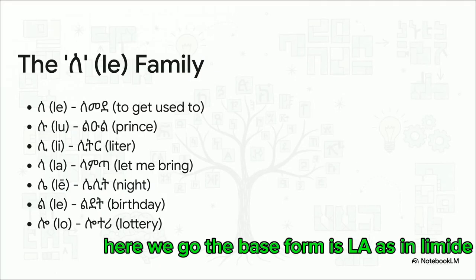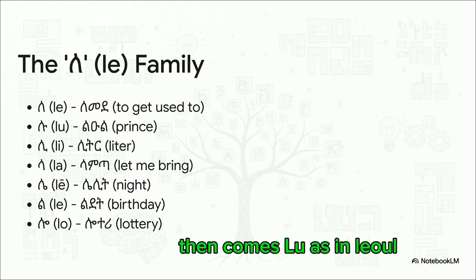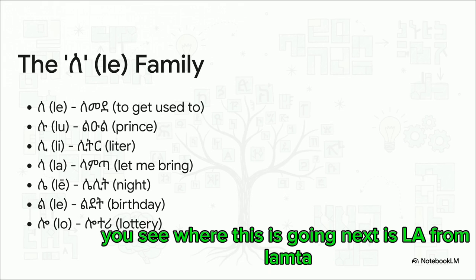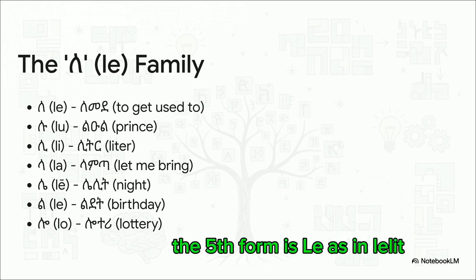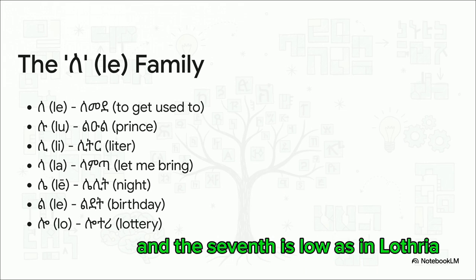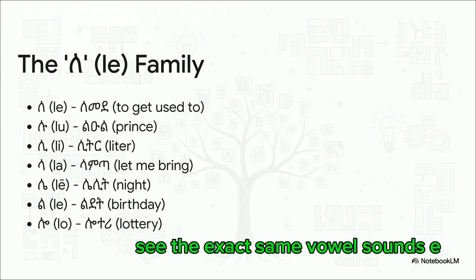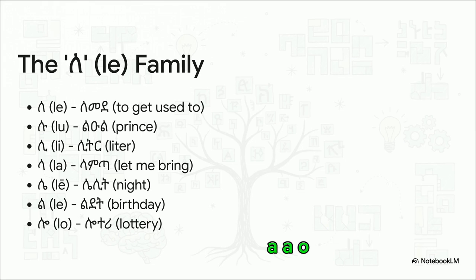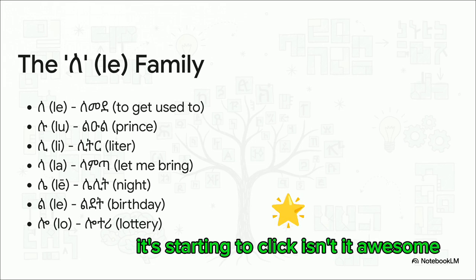Here we go. The base form is la, as in limide. Then comes lu, as in leul. After that, li, as in litter. You see where this is going. Next is la, from lambda. The fifth form is le, as in lelit. The sixth is le, as in ledet. And the seventh is lo, as in latria. See? The exact same vowel sounds. It's starting to click, isn't it?